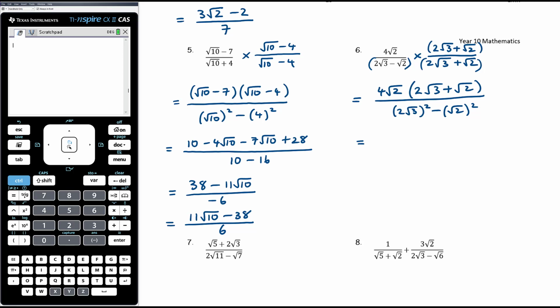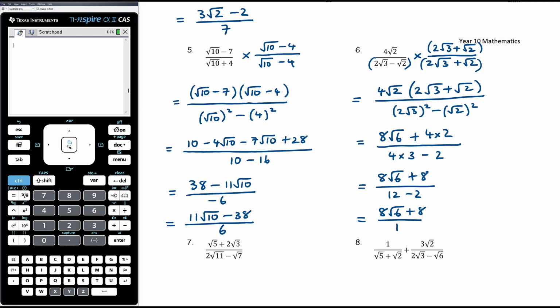4 root 2 times 2 root 3 is 8 root 6 plus 4 root 2 times root 2. Root 2 times root 2 is 2, so it's 4 times 2, which is 8. Might write that out, but you can go straight to that if you need. 2 root 3 all squared. 2 squared is 4 times root 3 squared, which is 3, and then root 2 squared is 2. Alright, so we've got 8 root 6 plus 8 all over 12 minus 2. So we've got 8 root 6 plus 8 over 10.